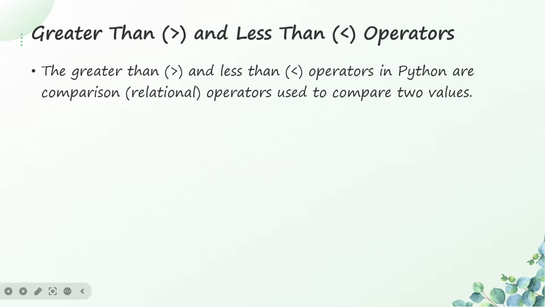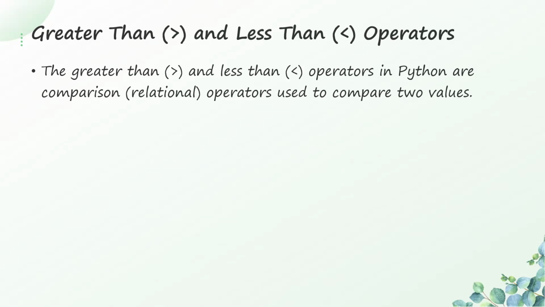The greater than or less than operators in Python are comparison operators used to compare two values. All of the comparison operators, we use to compare values. When we talked about the equal to operator, we were comparing, are the two values equal? But this time around, we are now saying is a value greater than or less than another value. Do you understand? So when we say 5 is greater than 10, the answer will be false because 5 is not greater than 10. When we say 10 is greater than 7, yes, it is true because 10 is greater than 7. When we say 5 is less than 10, yes, it is true because 5 is less than 10.